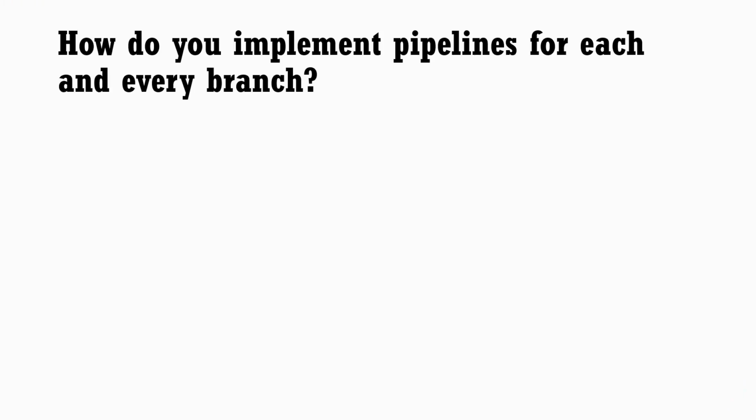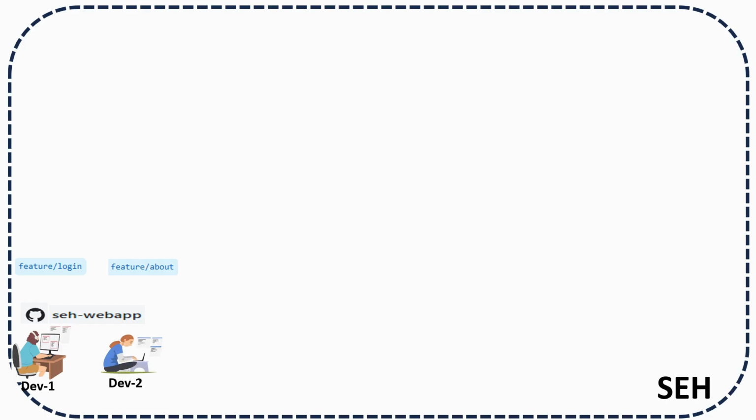Now the question is, how do you implement pipelines for each and every branch? Well, let's understand this with a real-time scenario. In an organization called SEH, we have a project named SEH Web App. 2 developers are working in parallel on different features. For example, developer 1 is working on login feature and developer 2 is working on about feature. And developer 1 is using feature/login branch and developer 2 is using feature/about branch.